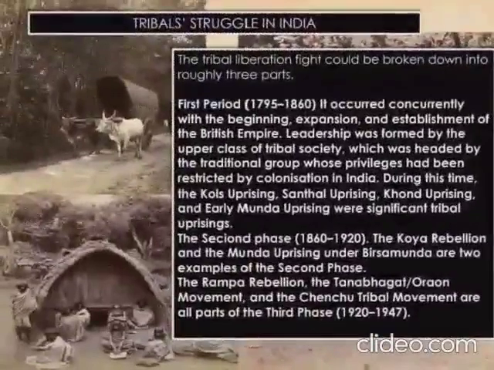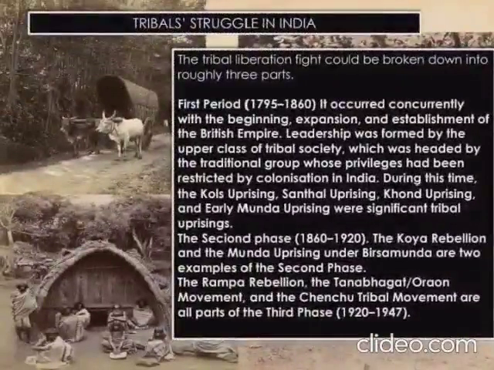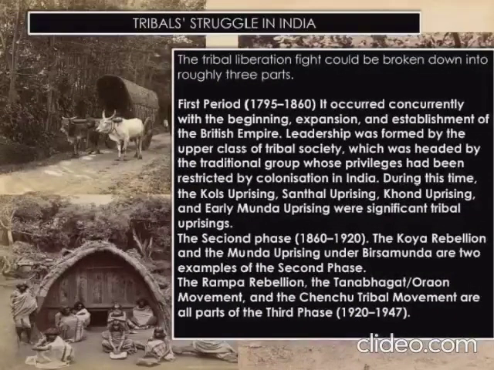Tribal struggles in India. The tribal liberation fight could be broken down into roughly three parts. First period, 1795 to 1860. It occurred concurrently with the beginning, expansion and establishment of the British Empire. Leadership was formed by the upper class of tribal society, which was headed by the traditional group whose privileges had been restricted by colonization in India. During this time, the Coles uprising, Santhal uprising, Khond uprising, and early Munda uprising were significant tribal uprisings.